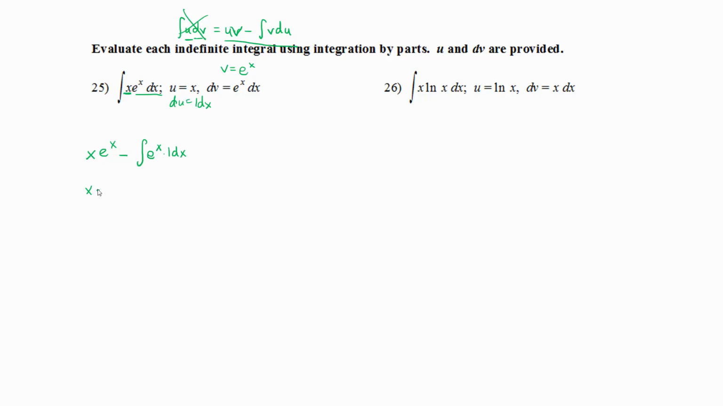Now, what's important here is that e to the x times 1 dx is still just e to the x dx. And we can find the integral of e to the x really easily. It's just e to the x, and it's a minus because of the minus sign in front. And then we put our plus c, and then we box it, and then we're done.